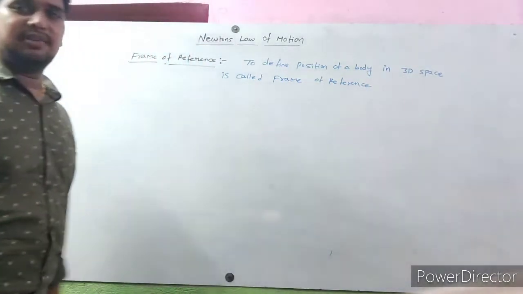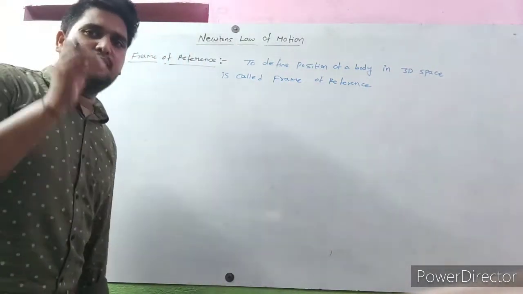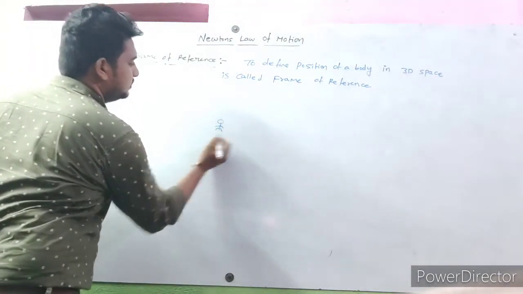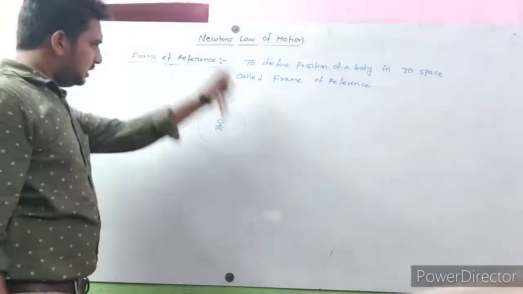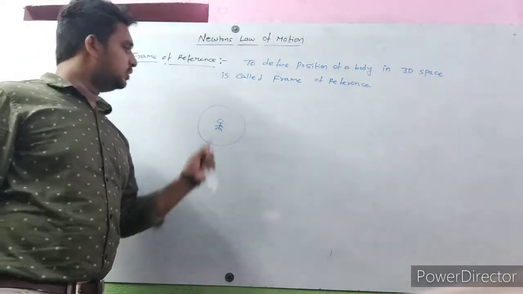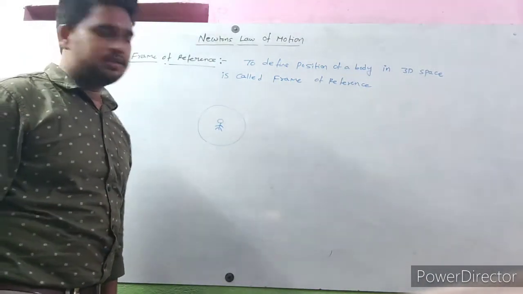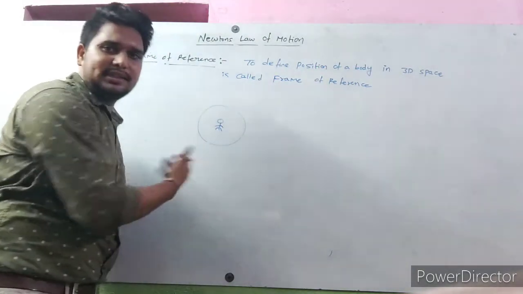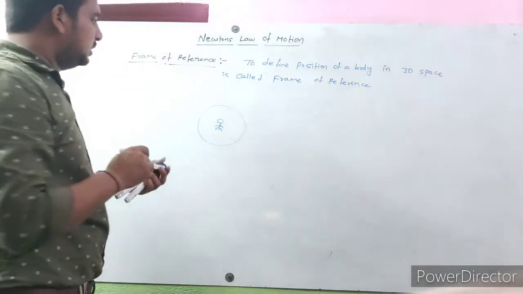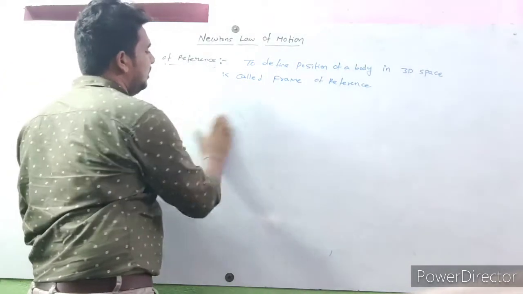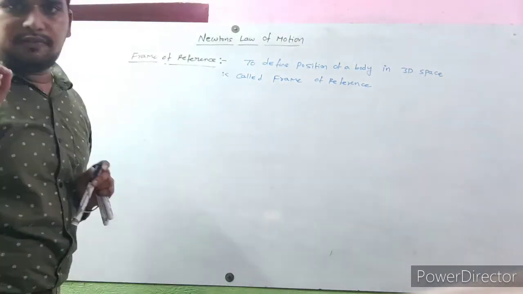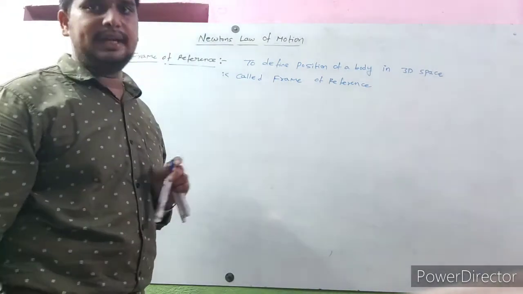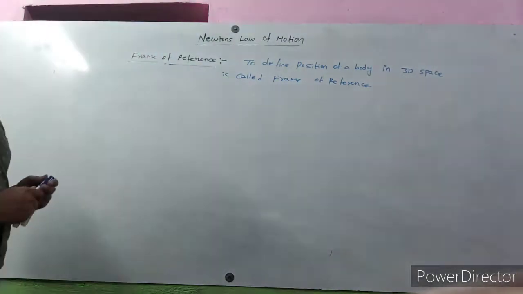Simple. What is the meaning of this? When we have to define the position of a body, any body you can take. For example, here is one body. To define the position of a body in this three-dimensional plane, this is called frame of reference. So according to this body, this white body is the frame of reference. What is the definition for frame of reference? To define the position of a body in 3D space is called frame of reference.